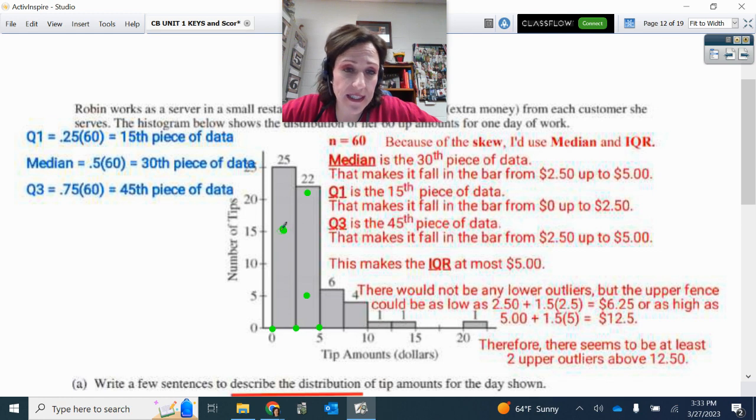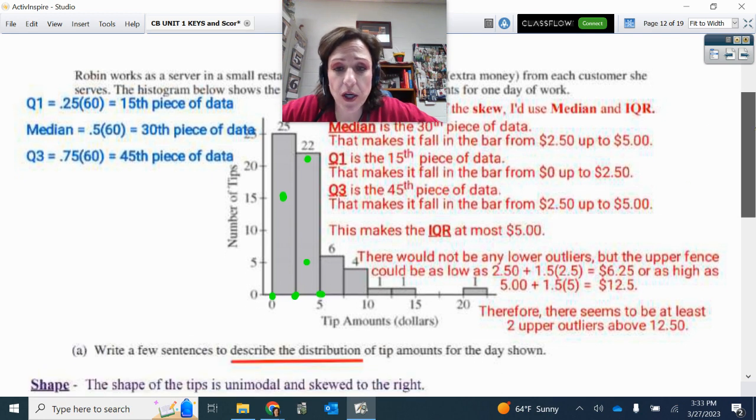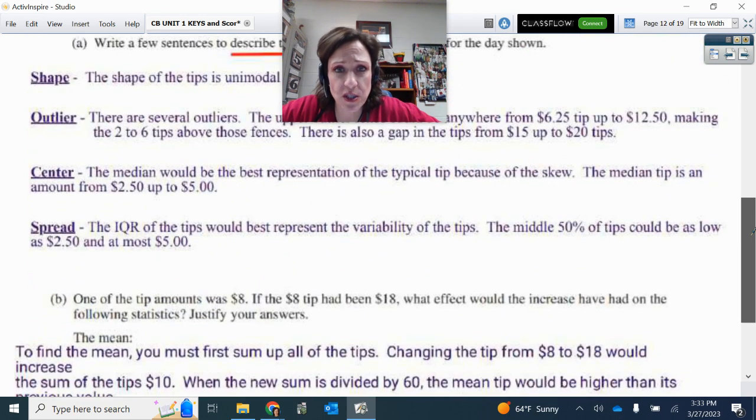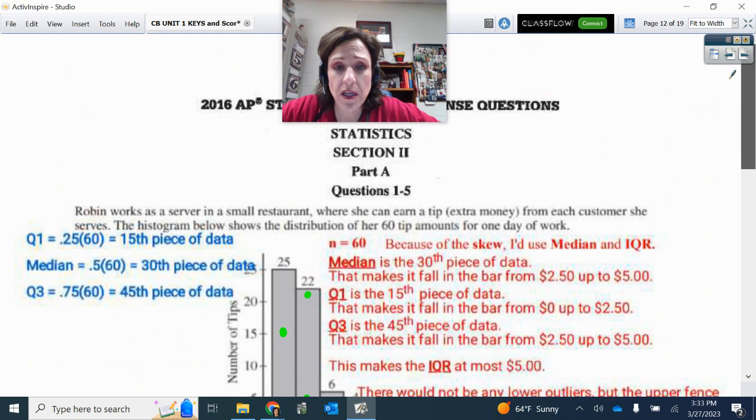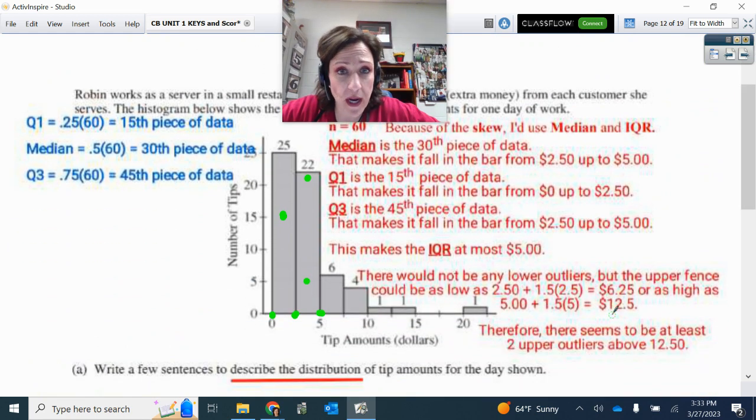And think about it this way. The biggest this 15th piece of data could be is right up to, but not including, 2.5. Say this one was just filled with a whole bunch of 2.5s, and maybe even this was still 2.5. You could have an IQR that was very, very small. Not likely, but at most 5 is that middle IQR. So describing the distribution, the shape is unimodal and skewed to the right.